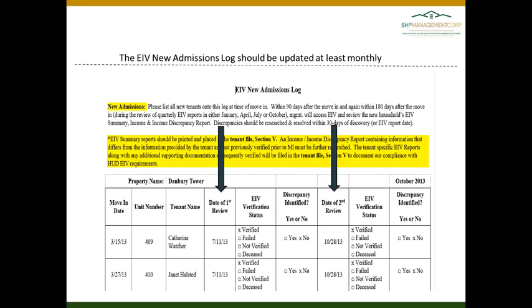So that new admissions log gives you an opportunity from the left-hand side to record the move-in date for the household, the unit number, head of household name, and then the date of the first review, which again is going to be within 90 days of when you have transmitted that move-in or IC certification to TRAX.